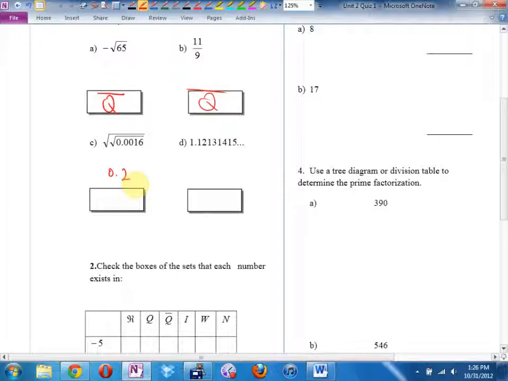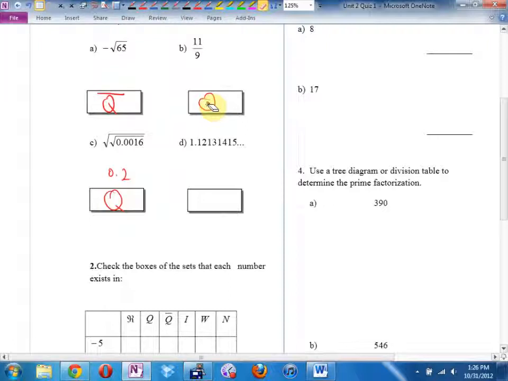Rational. Q. Oh, Mr. Dewick, why'd you put a Q bar over there? I don't know. Q, not Q bar for B. Duh. Caught myself before I had to give away a candy.